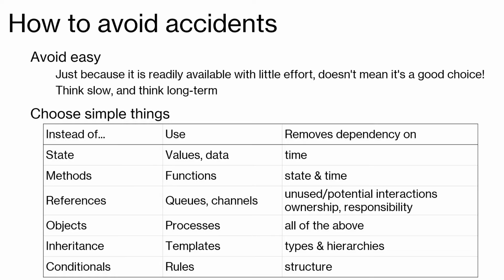Objects, of course, combine all of the above and all of the problems with all of the above, so don't use them. Inheritance complects types. It takes one type and combines it with a supertype. Why would you do this? I don't know. Use templates.